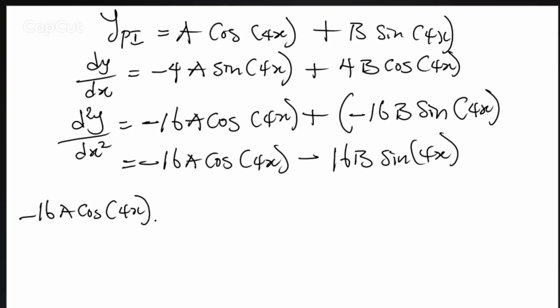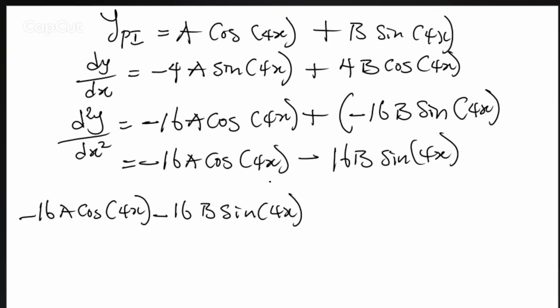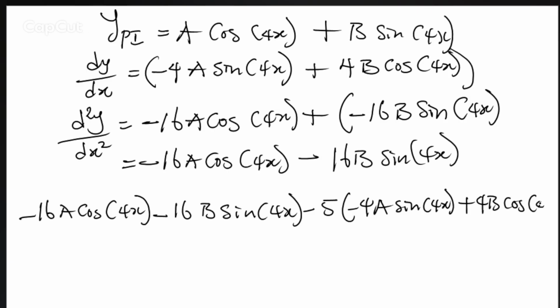This will be very long, so take it bit by bit. Minus 16b sine 4x. Are we together? The next thing is, go back to your equation. We are given minus 5 dy over dx. So you have minus 5 here. What's dy over dx? Dy over dx was simply minus 4a sine 4x plus 4b cos 4x. So we are picking this into that equation. Are we together?